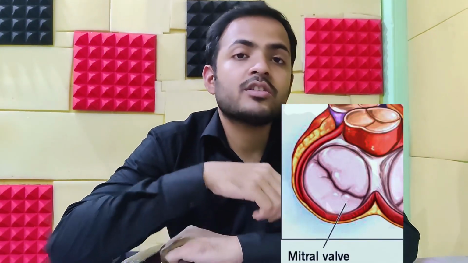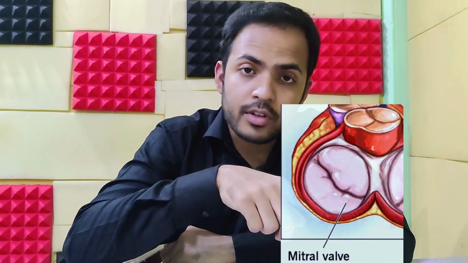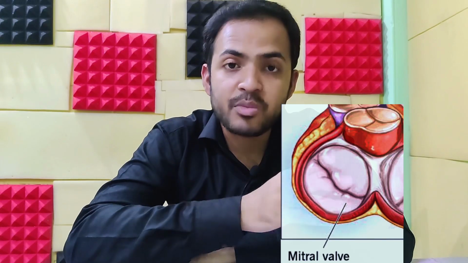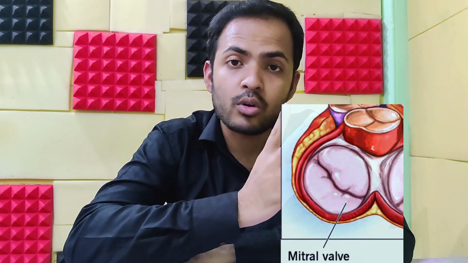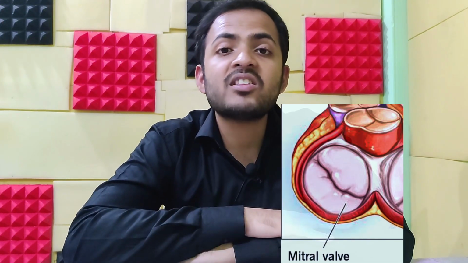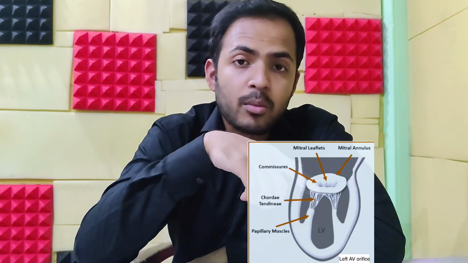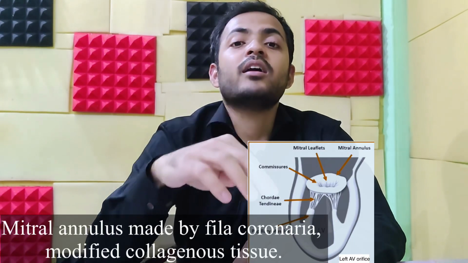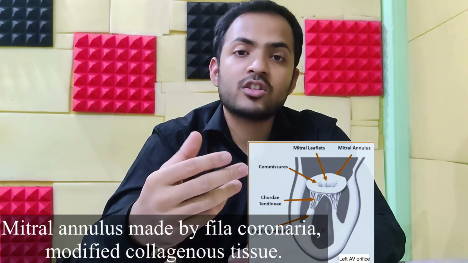Now try to concentrate. First of all, as you can see in this photo, this is the left atrioventricular orifice or the left atrioventricular foramen, which is guarded by bicuspid valve. I mean, bi means two. It has two cusps or leaflets. It is also known as mitral valve. Okay, this foramen is present in between the left atrium and the left ventricle. Okay, made by fila coronaria, a modified collagenous tissue.